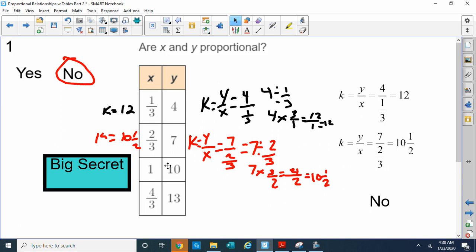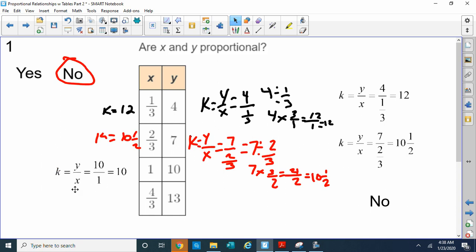Here's a big secret, though. The big secret is I have a whole number here, and I could use that as well, because I'm comparing to see if all of these values of the constant of proportionality are equal. Then I could use this, which would have saved me a lot of heartache and a lot of work there. 10 divided by 1 gave me 10. So you might want to use that little strategy to help you out.